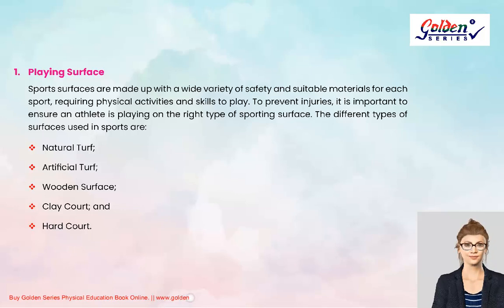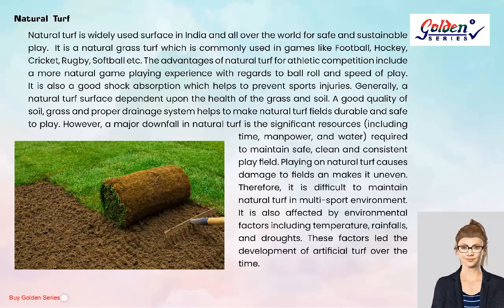Sports surfaces are made up of a wide variety of safe and suitable materials for each sport, requiring physical activities and skills to play. To prevent injuries, it is important to ensure an athlete is playing on the right type of sporting surface. The different types of surfaces used in sports are natural turf, artificial turf, wooden surface, clay court, and hard court. Natural turf.